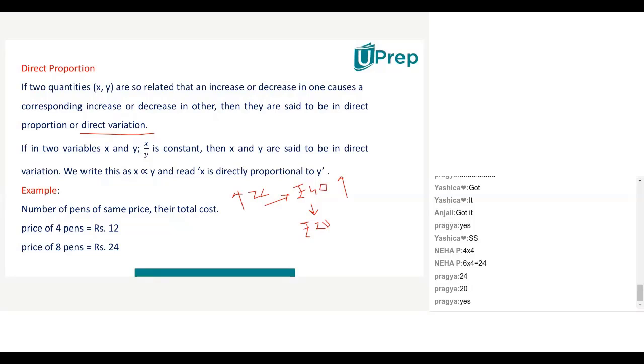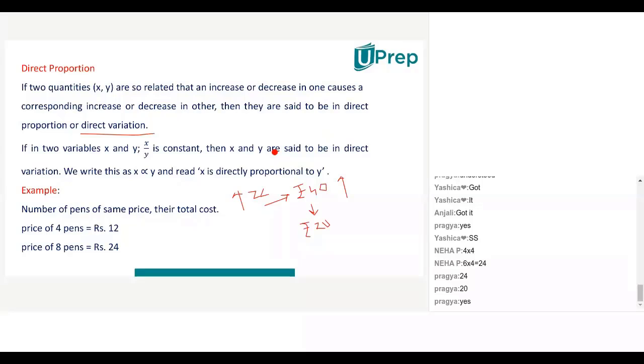If there is an increase in one quantity, the other quantity will also increase. So therefore, that is direct. Or if there is a decrease in one quantity, the other quantity will also decrease. Okay, children, that is called direct proportion. That's it.